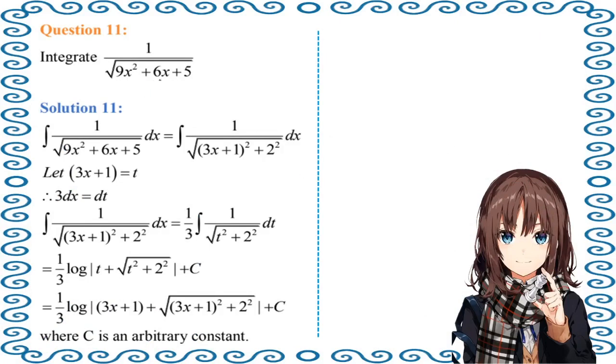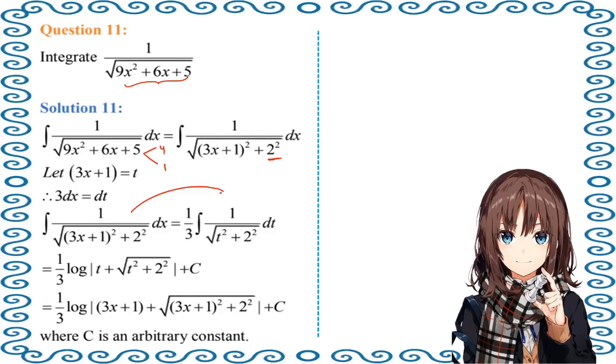Under root 9x square plus 6x plus 5. What we have to do is make it a complete square. How can we make it? We can write 5 as 4 plus 1. And now we are taking this 1 here, so it will be the identity of 3x plus 1 whole square, right? And 4 we can write as 2 square, right? Now we are assuming 3x plus 1 as t, so 3 dx equal to dt.